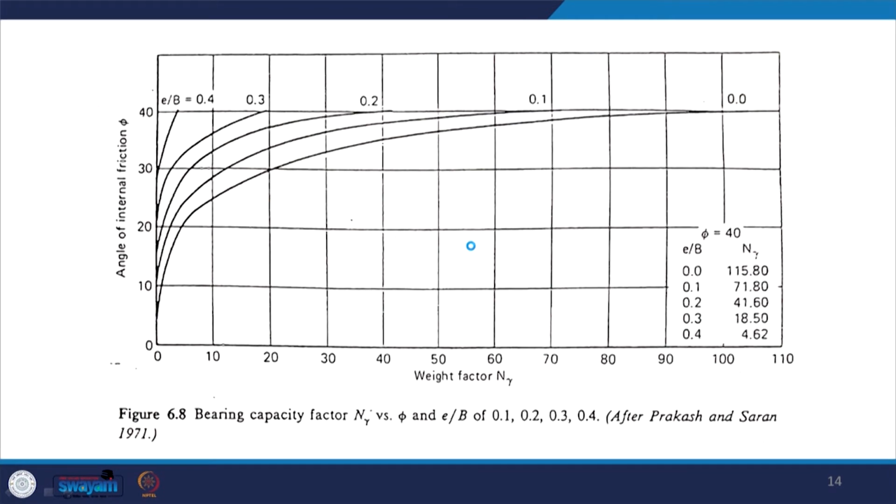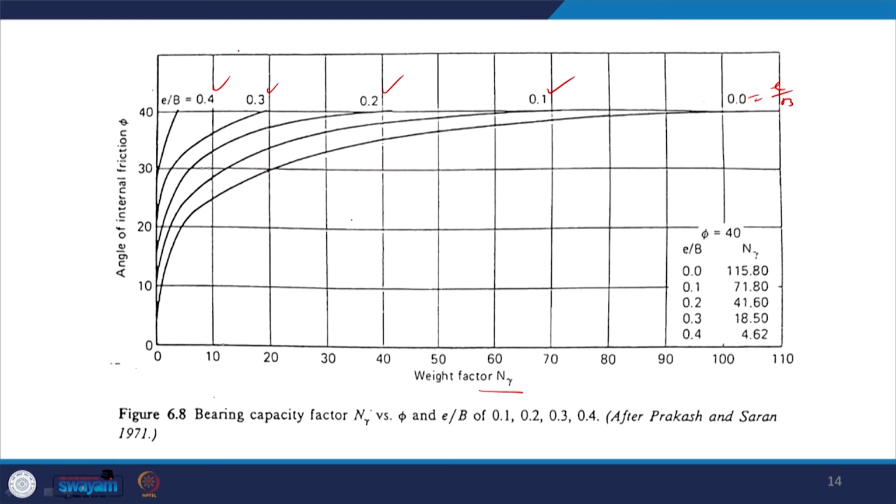This chart is taken from the paper by Prakash and Saran in 1971, and this figure represents the effect of e/B on the factor N gamma. On the x-axis you have the weight factor N gamma, and on the y-axis the value of phi, which varies from 0 to 40 degrees. For different values of phi, this curve is for e/B equal to 0, then e/B of 0.1, 0.2, 0.3, 0.4. So, there are 5 curves.